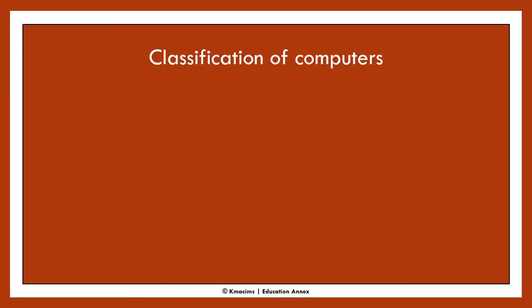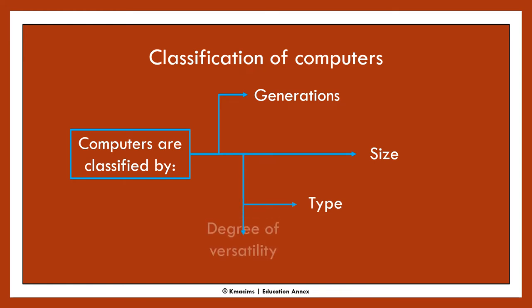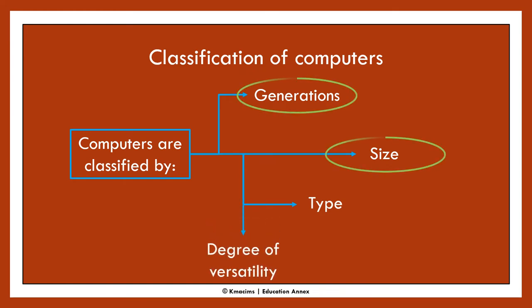In this week's tutorial, we are going to look at classification of computers. There are basically four classes of computers, namely classification of computers by generation, by size, by type, and by degree of versatility. In this week's tutorial, we look at classification of computers by generation and by size.